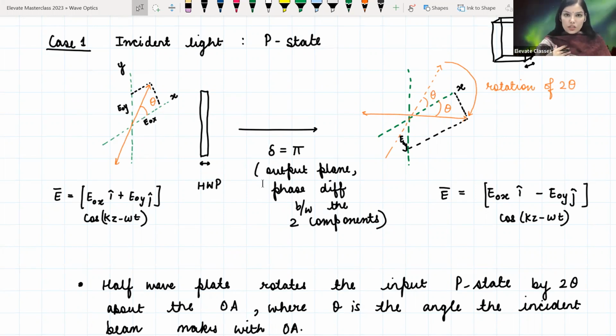So if the question says that we want to rotate by some amount, so it should be clear that we do not want to change the polarization state. We just want to rotate the electric field by some amount. So we'll have to use a half wave plate, right?